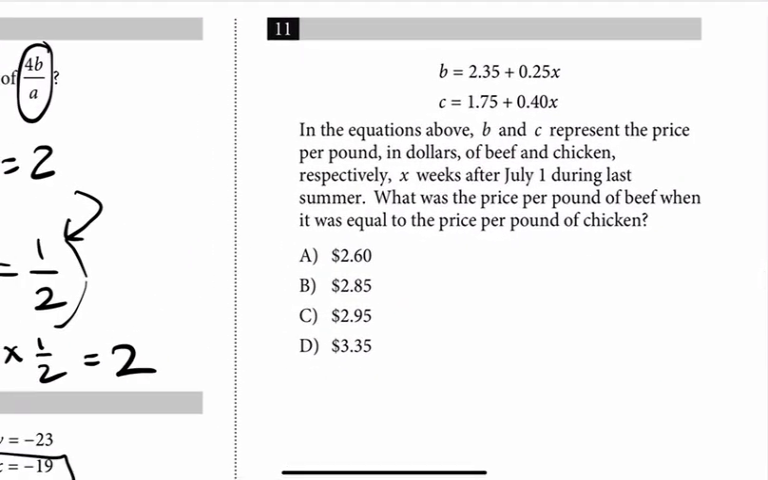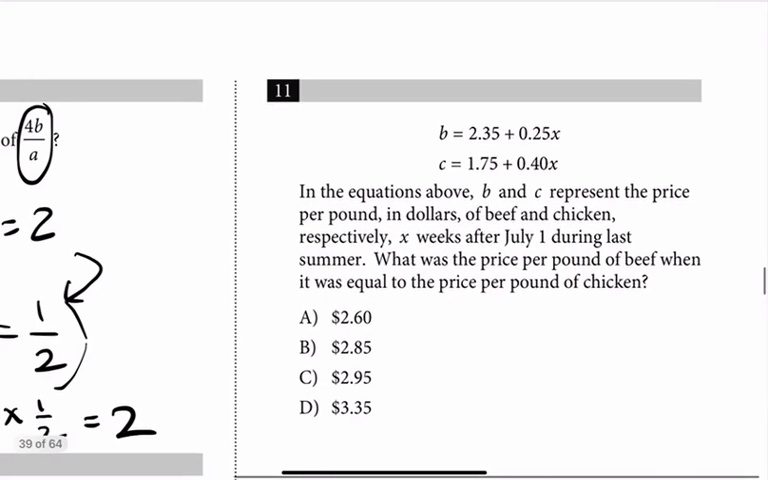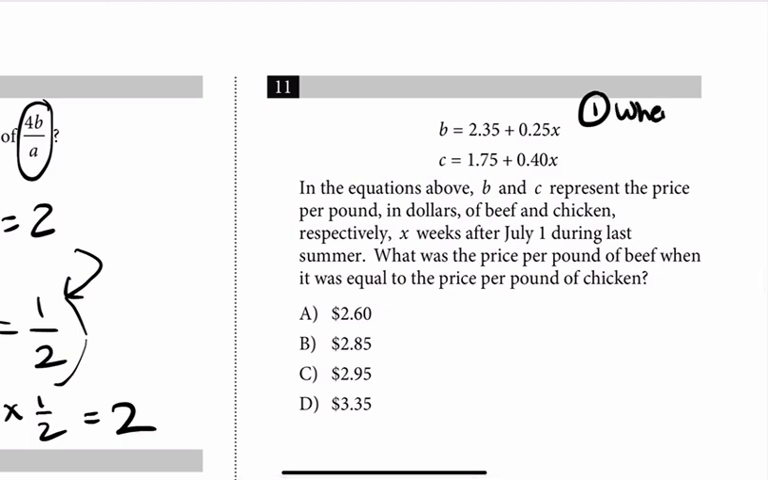Okay, number 11. In the equations above, B and C represent the price per pound in dollars of beef and chicken, respectively, X weeks after July 1st during last summer. What is the price per pound of beef when it was equal to the price per pound of chicken? Basically this is asking me two things that we want to figure out. One is, when are the prices equal? And then what specifically is the price of beef when they are equal?